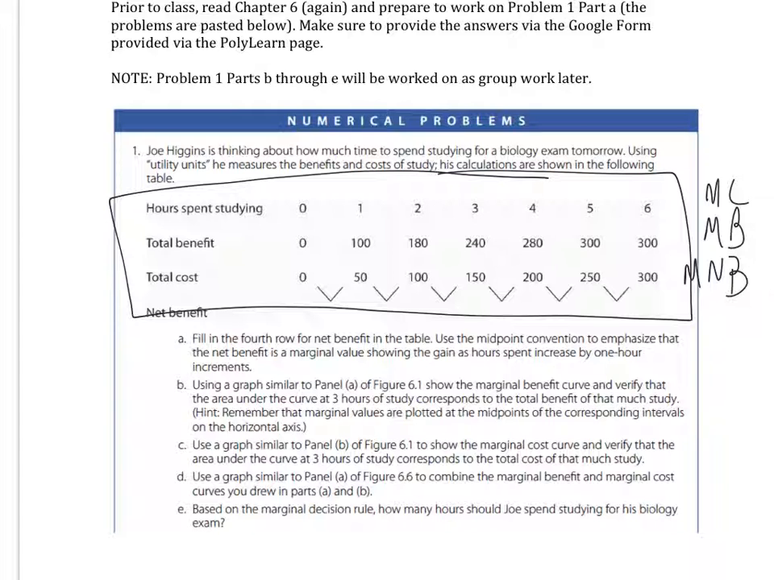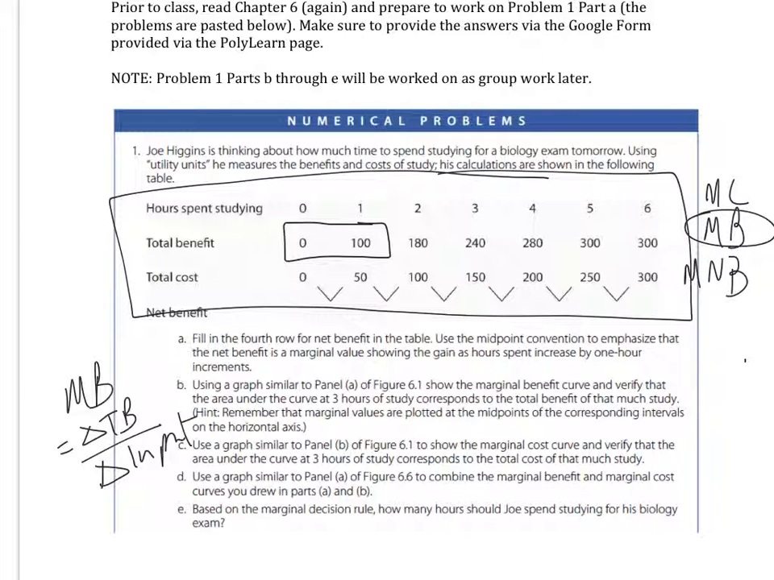So the first thing is the marginal benefit. Basically, the marginal benefit is simply the change in total benefit. If you're looking at the definition, the marginal benefit of going from 0 hours of studying to 1 hour of studying is the change in total benefit. So technically, marginal benefit equals the change in total benefit over the change in the input. In this case, the input is the number of hours spent studying.